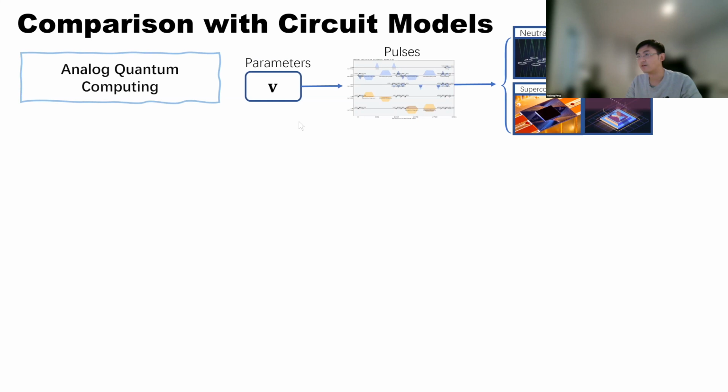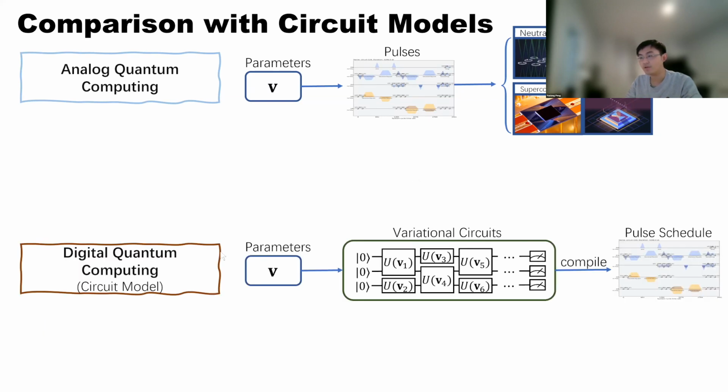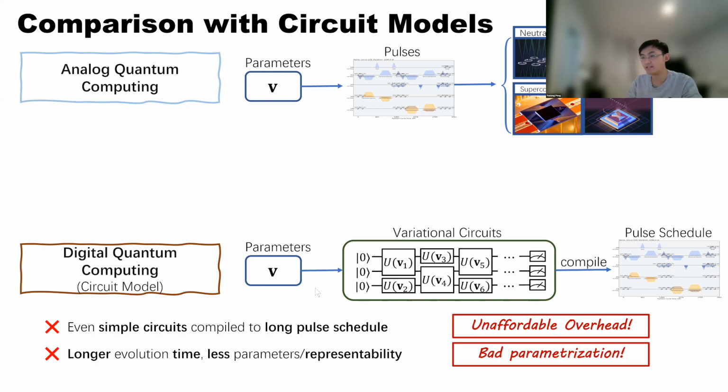So we can make a quick comparison between the circuit models and the analog models. In analog models, you are given some parameters V, we write them into some analog assets corresponding to the pulses, and this can be directly sent to the quantum devices. For digital quantum computing, the parameters V are mapped to the variational circuit model, where each component of the vector V is used in a rotation gate. And then we compile these gates into pulse schedules and send them to the machine. As we have said before, the compilation step takes a large overhead.